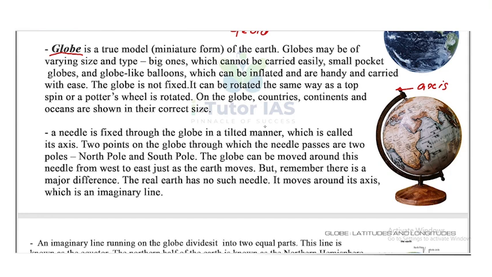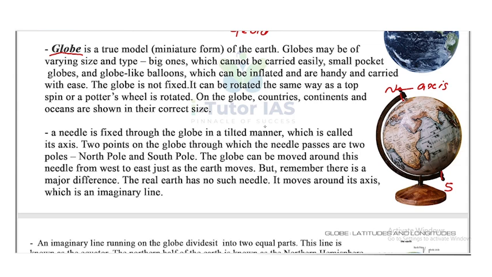The 2 points on the globe through which the needle passes are the 2 poles, that is the North Pole and the South Pole. Look, this is the North Pole. The 2 poles: the first one is the North Pole and this is the South Pole. Let's denote them as N and S. This needle passes through 2 points, that is north and south.